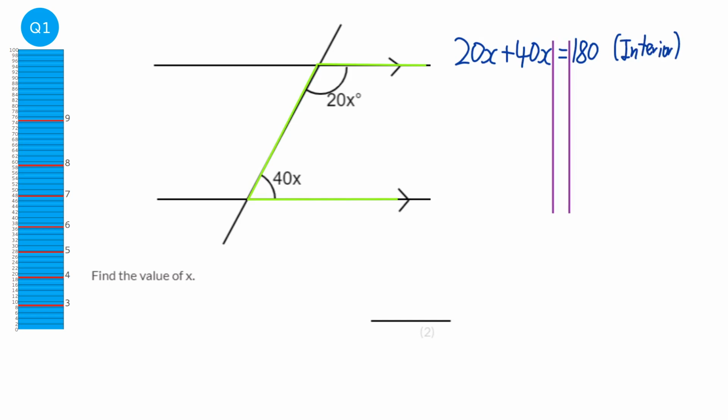So here I'm going to be solving this algebra. I'm just getting my tramlines in. 20x plus 40x is 60x equals 180. And we're going to divide both sides by 60 to get x on its own. So we can solve it, and we've got x equals 3. So the value of x will be 3.